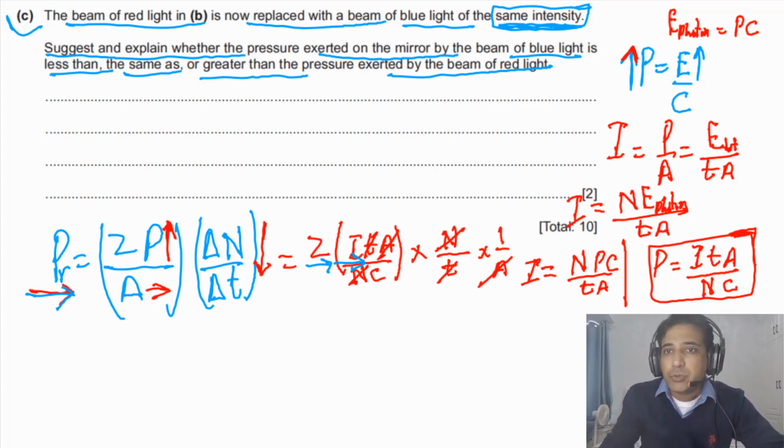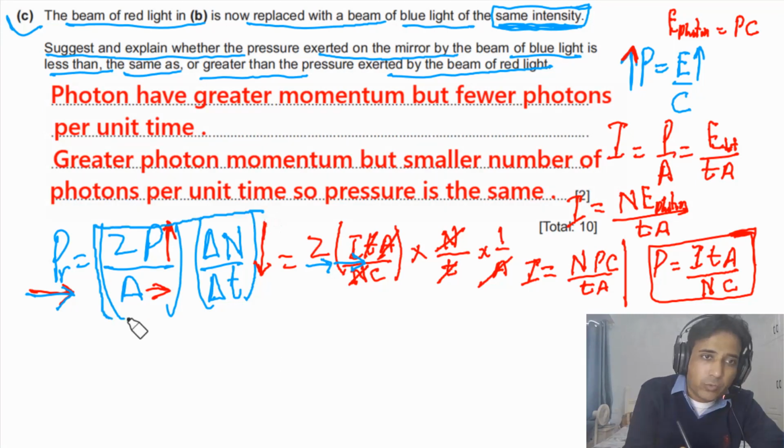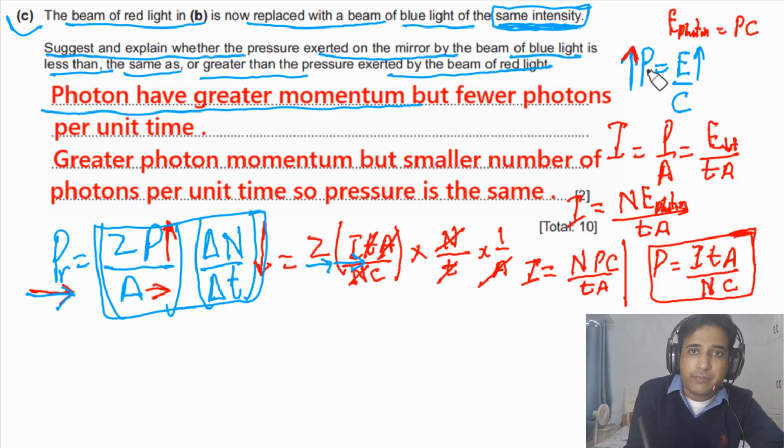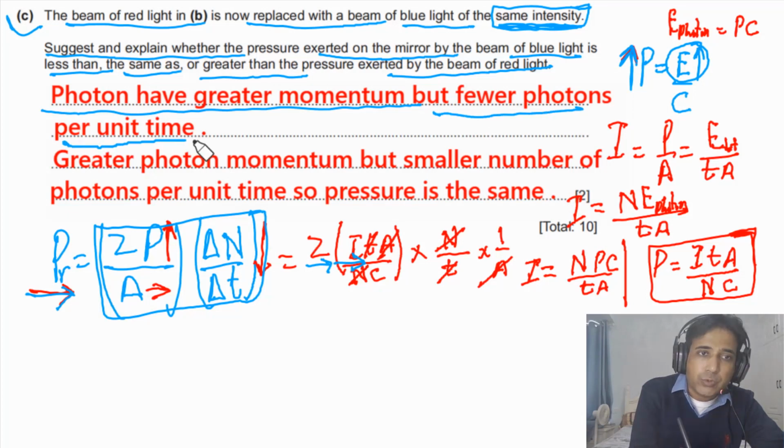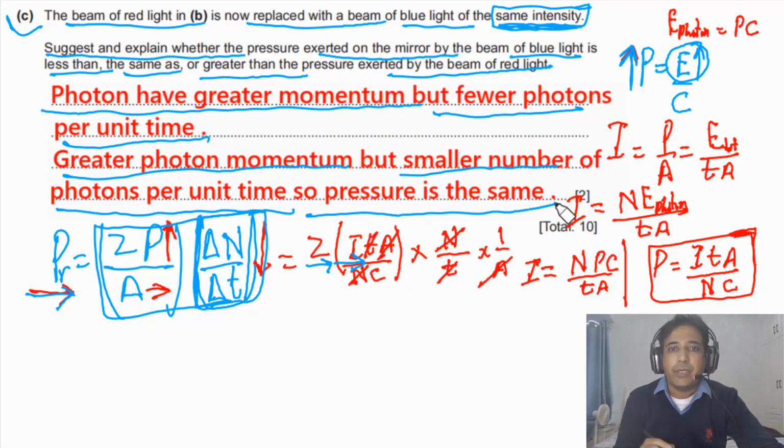Now let me show you how you can write down your answer. In your answer, you can write these points as I explained with the help of this equation. Simply we can say photons have greater momentum. As the energy of each photon increases, the momentum of each photon increases, but there are fewer photons per unit time. So delta N by delta T decreases. Greater photon momentum but smaller number of photons per unit time, so pressure is the same. This is how you can answer.